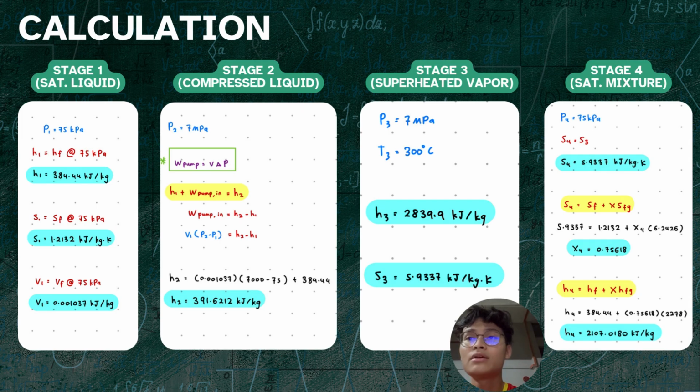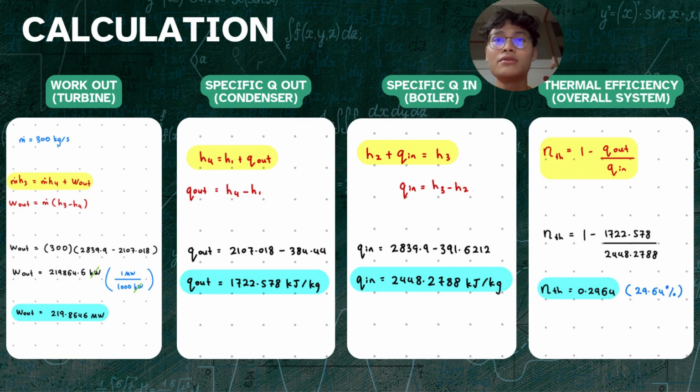And then we just perform the calculation by using this equation, and find the enthalpy of it. To find work out in turbine, we basically use the second law of thermodynamics equation. So given the mass flow rate and the enthalpy that we already calculated, we just substitute into the equation and find the work out, which is 219.8646 megawatt.